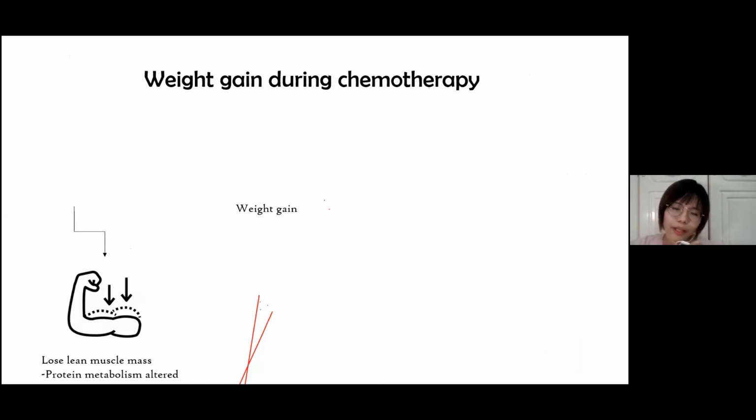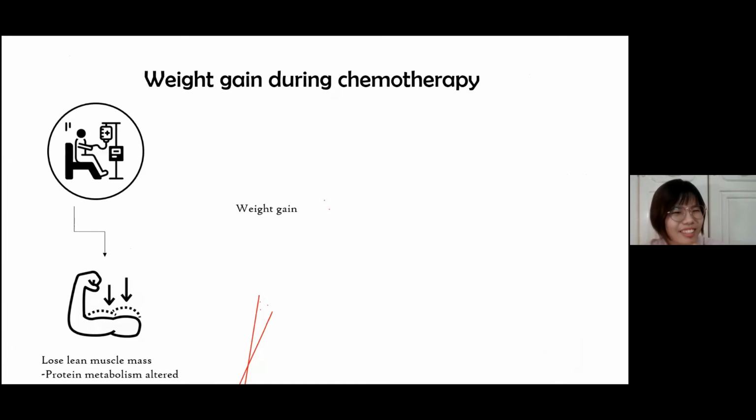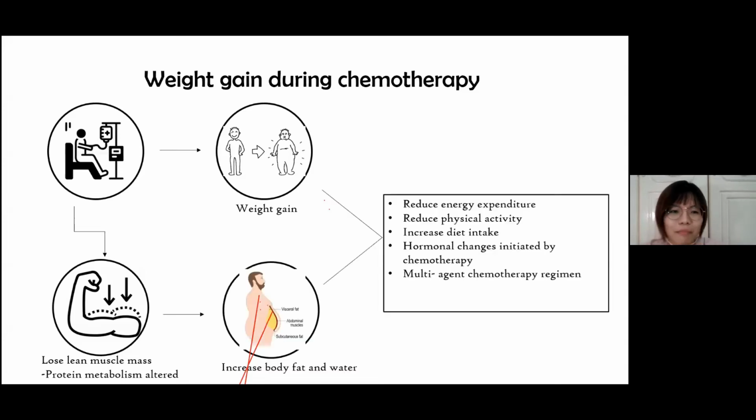Okay, some cancer patients even have their weight increased. We can see that some patients, after they go for chemo, become even thinner. But some patients will increase in weight. Whether this condition is good or not, the answer is not good. Why? Because when you gain weight, it's actually fat gain. The muscle is not increased. You are losing lean muscle mass, protein metabolism is observed, but there is an increase in body fat and water. One of the reasons is that chemotherapy can cause water, fat, and muscle imbalance.